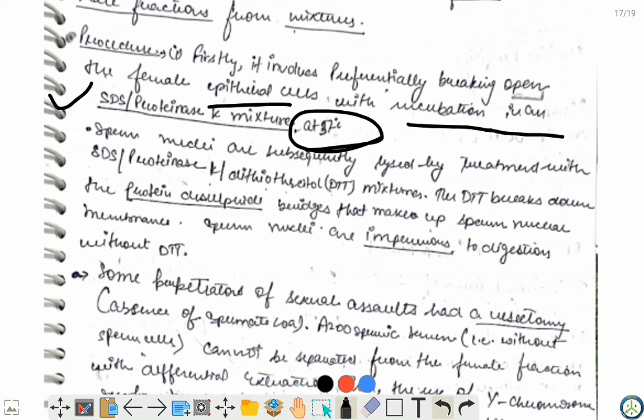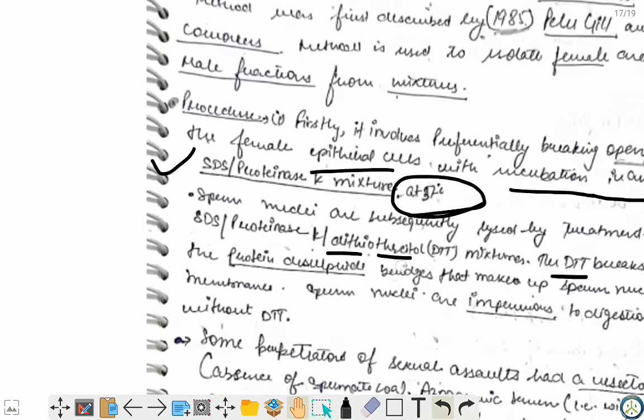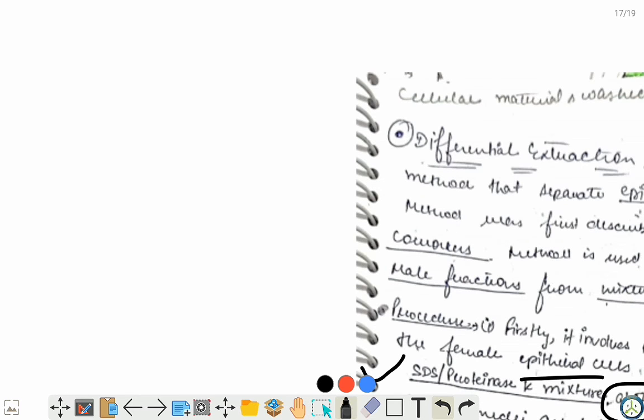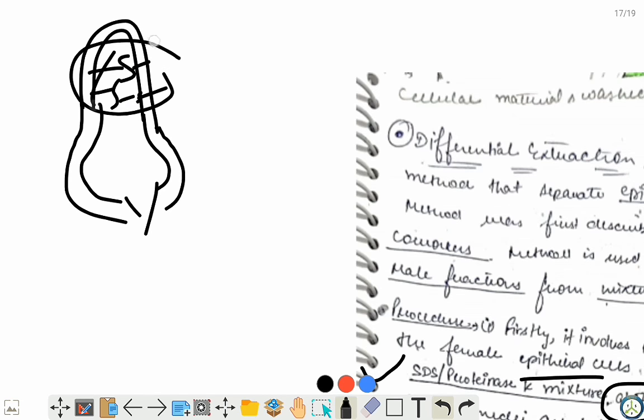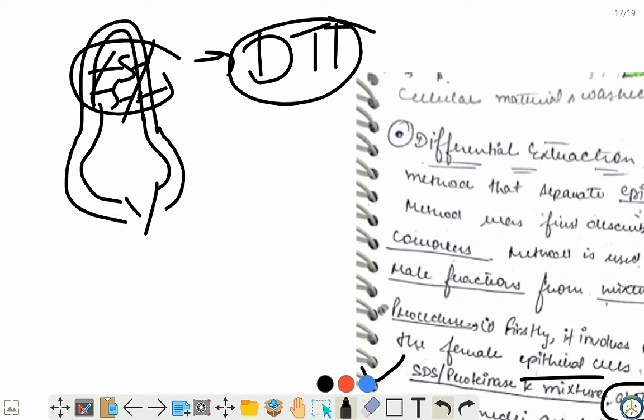Okay, so the first step, cell lysis, will be the same in all methods. Then for the sperm we have to use DTT, dithiotreitol. Now what is the function of this? We all know that the acrosomal cap in the sperm is made up of disulfide bonds, disulfide linkages. So to break these disulfide bonds we have to use DTT.